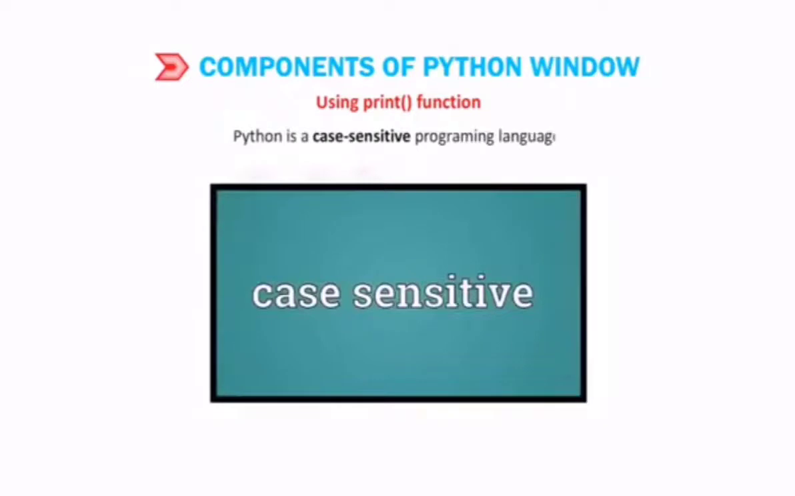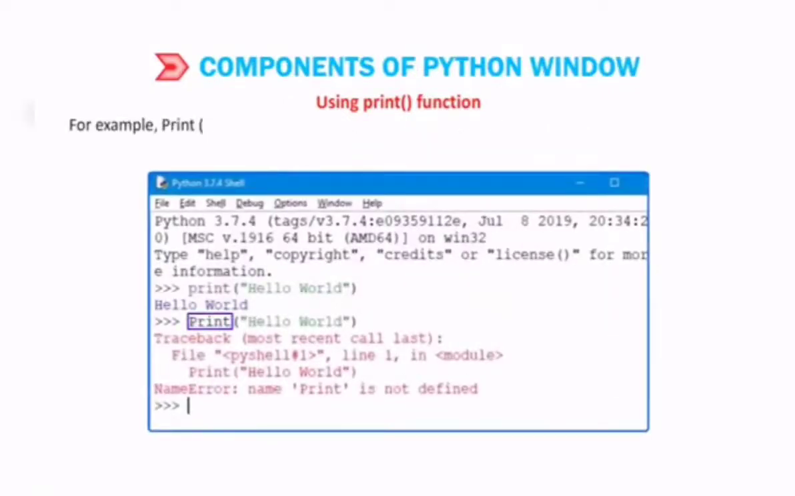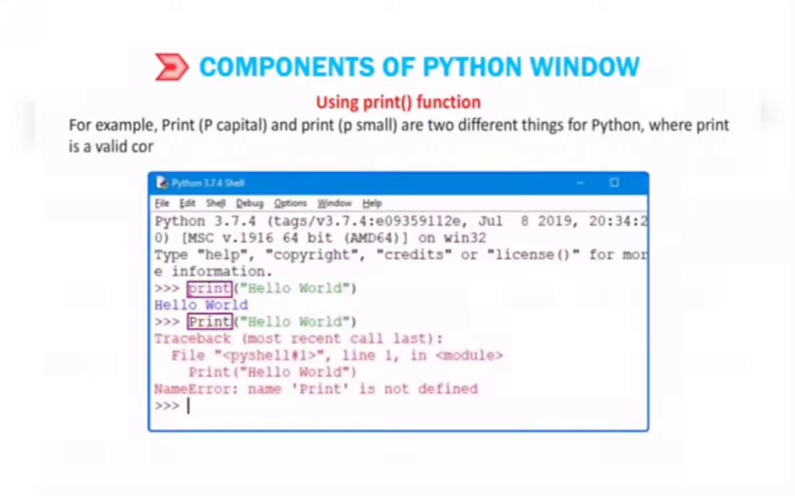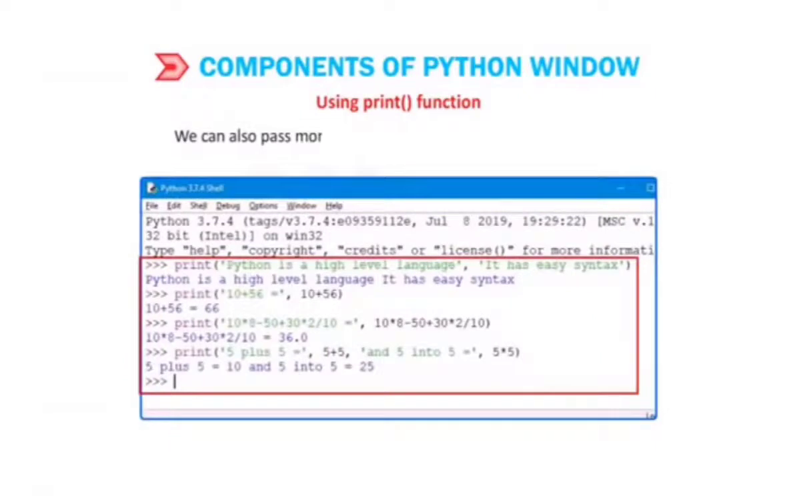Python is a case sensitive programming language. This you have to remember. It means that Python differentiates between capital and small letters. For example, Print with capital P and print with small p are two different things for Python, where print is a valid command in Python while Print is just a word and not a command. We can also pass more than one argument to the print function. In such a case, the arguments are separated by commas, as shown in your figure 8.11.